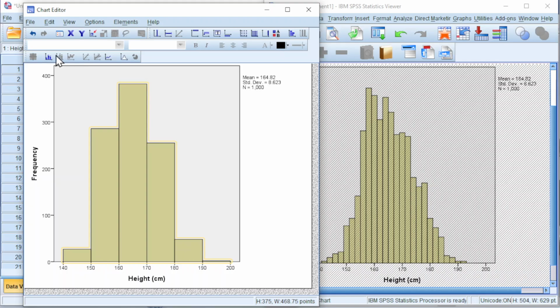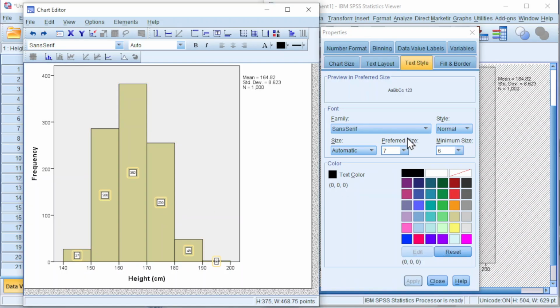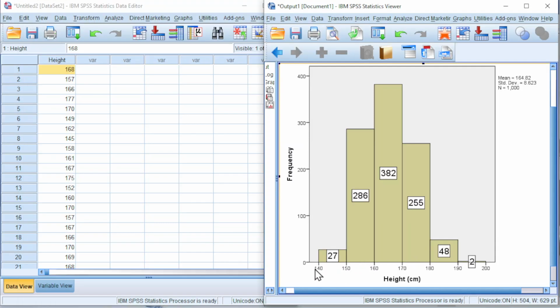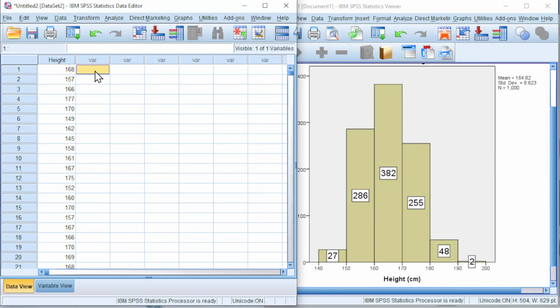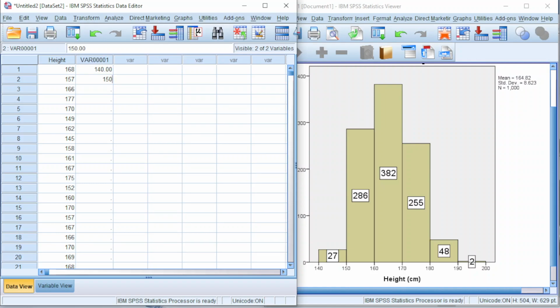Close and we should add labels. Click on the label, click on Text Style, increase the font size to a bigger number so that we are able to observe the numbers clearly. For classes with observations less than 5, we should group together with the neighboring class. Next, transfer the class boundary together with the frequency to the data field. So we should have the lower limit 140, 150, 160, 170, 180, 190 to 200.